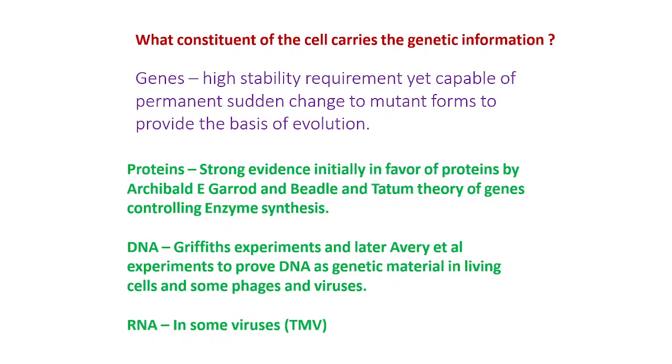Next, what they tried to do is... then they came across nucleic acids. Now nucleic acids are of two types, the DNA and the RNA. So some people said that DNA is probably the portion within the cell that carries the genetic information. They found that out using Griffith's experiments and later on Avery's experiments, to prove that DNA is the genetic material in the cells.